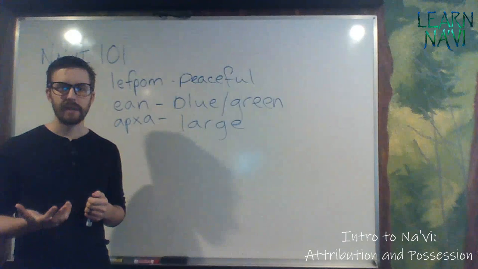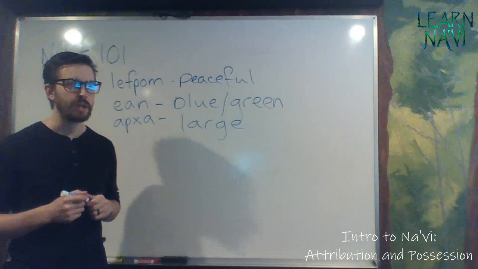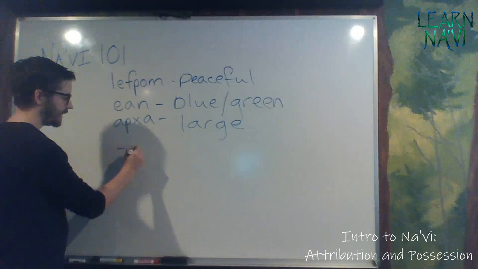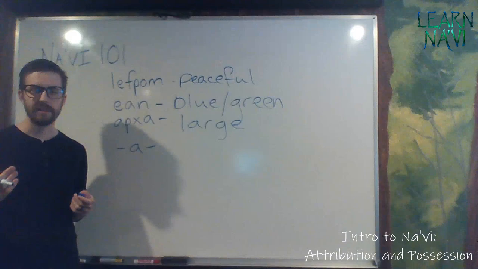And so by doing so, we have a little bit more control over the flow of our sentence and how we convey information. So the way that we do this is on the noun, or on the adjective that we are using to describe a noun, we are going to add an a. This a serves as our kind of arrow pointing to the noun that is being modified.